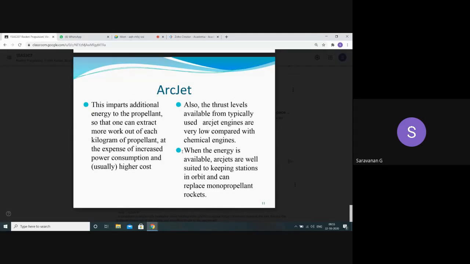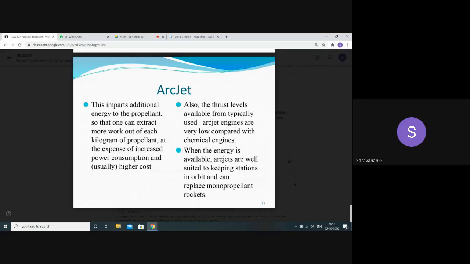Earlier I told you that we have a higher specific impulse range but lower thrust levels, more fuel efficiency, and less propellant consumption. When energy is available, arcjets are very well suited to station keeping in orbit and can replace monopropellant rockets. As mentioned earlier, they are very suitable for defense as well as interplanetary operations, and commercial satellites as well. They can replace the monopropellant rockets we already use in space orbit operations on spacecraft.